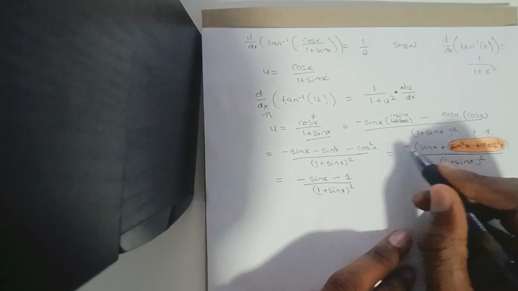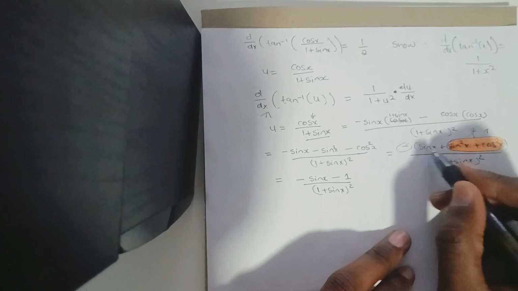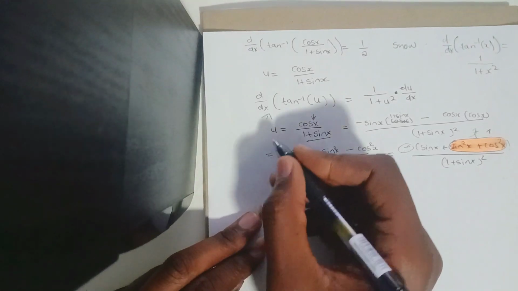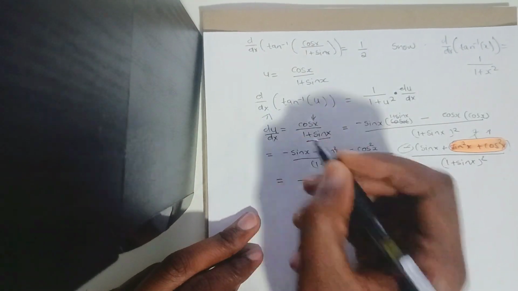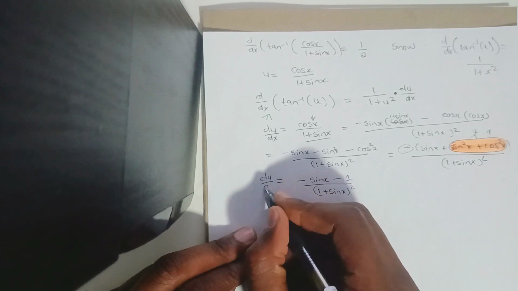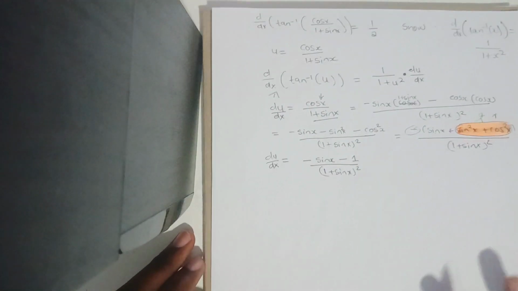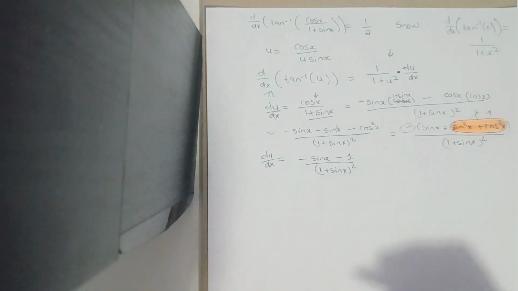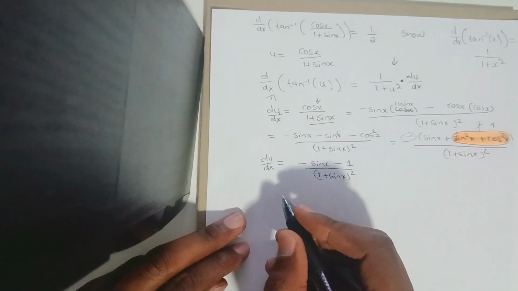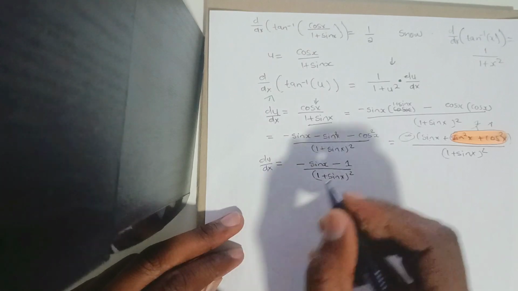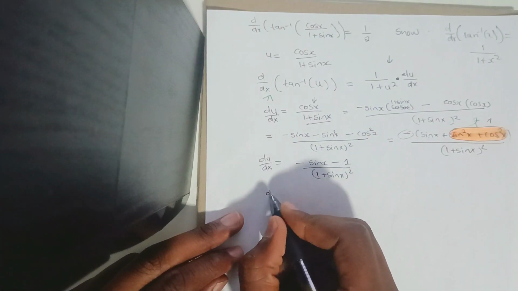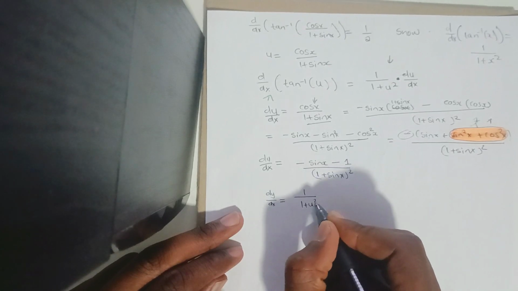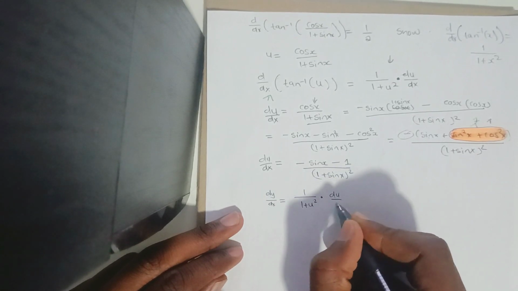Then from there we multiply throughout by negative, so it's negative sine x negative 1. Then that's it. That is our du over dx, because we're deriving it. So going back to the equation itself, we need to say dy over dx is equal to 1 over 1 plus u squared times du over dx, right?